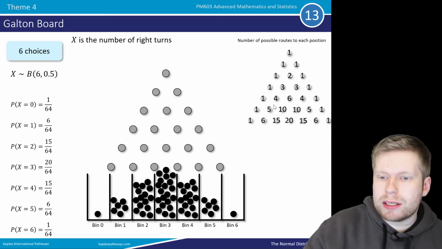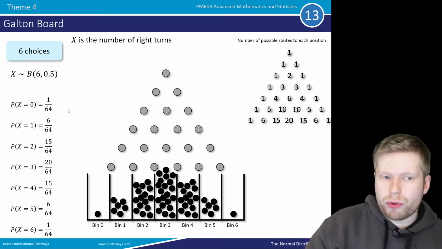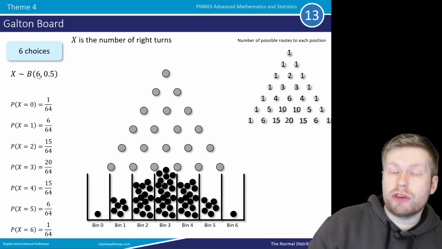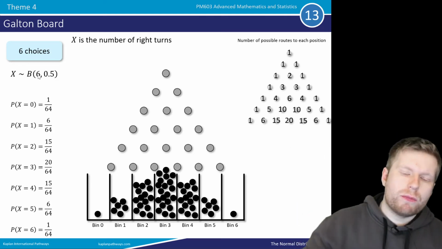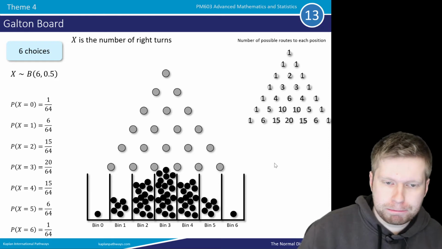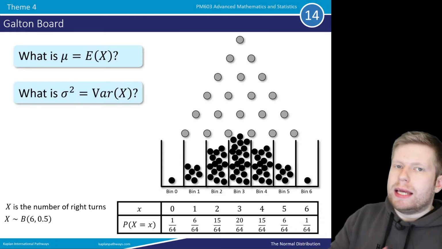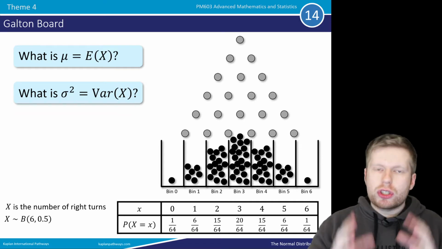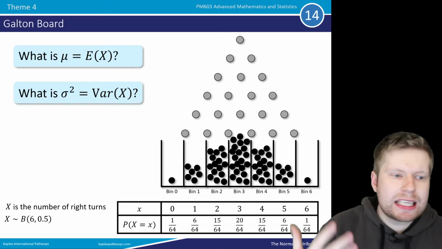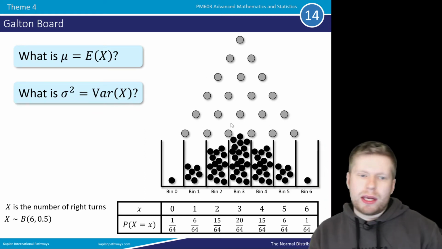It's literally saying, well, how many different ways are there of getting to each of these positions? And the answer is, you have to think about how many different choices you've made in total, and how many different ways there are of making that many right turns for that many choices. So if I ask this question here, what is the expectation? What is the expected position? What is the expected bin you're going to end up in if you're making that many choices?